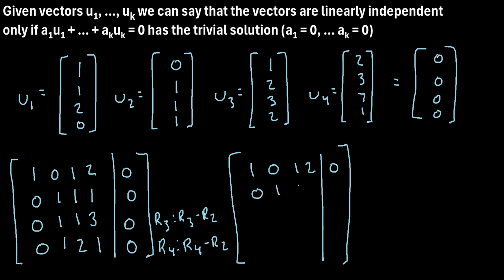And the second row doesn't change at all, so we'll rewrite those values. Now row 3 is row 3 minus row 2. So 0 minus 0 is 0. 1 minus 1 is 0. 1 minus 1 is 0. 3 minus 1 is 2. 0 minus 0 is 0.